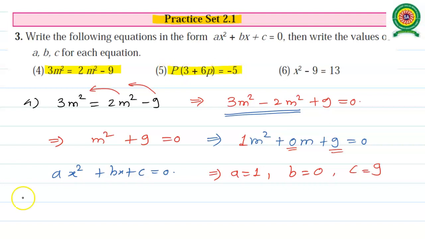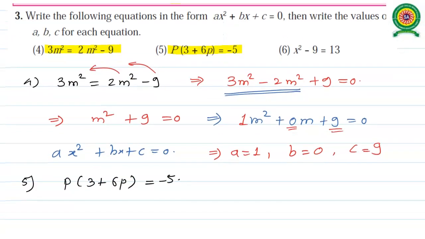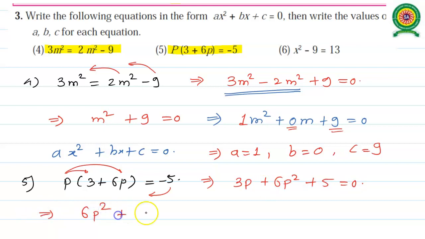Look at the next sub question. Sub question number 5 is of the form p into (3 plus 6p) equals minus 5. What will happen if we distribute p over the bracket and simultaneously shift the minus 5 from RHS to LHS? p into 3 becomes 3p, 6p into p becomes 6p square, and after shifting minus 5 we have plus 5 equals 0. Try to rearrange the equation: we have 6p square plus 3p plus 5 equals 0.